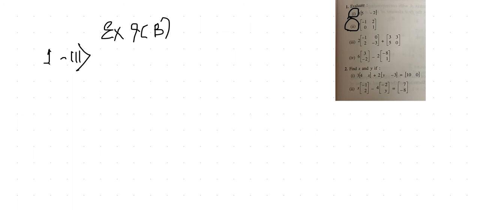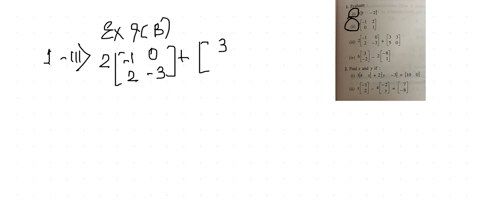So this is sub-question number 3. We have 2 multiplied by the matrix minus 1, 2, 0 and minus 3, plus a second matrix, 3, 4, 3, 3, 5, 3, 0.